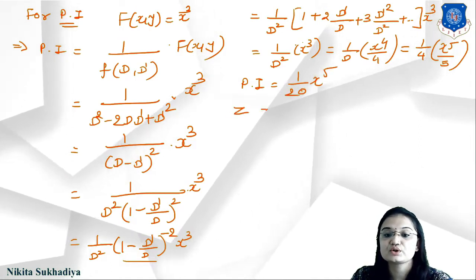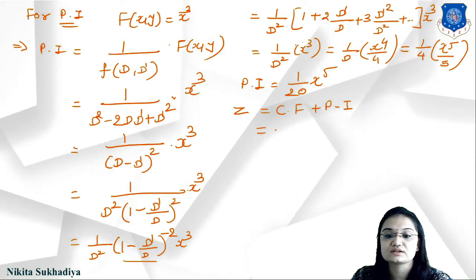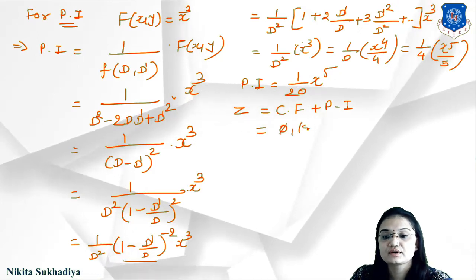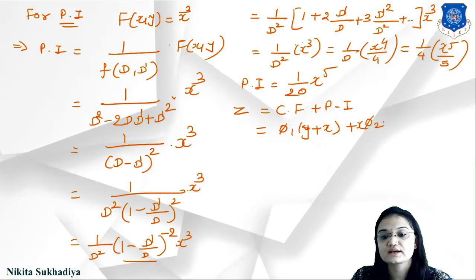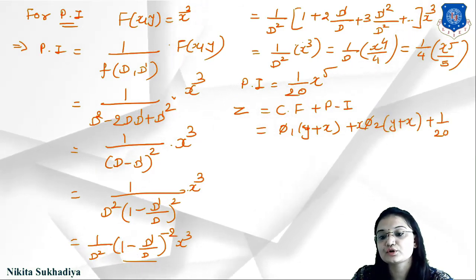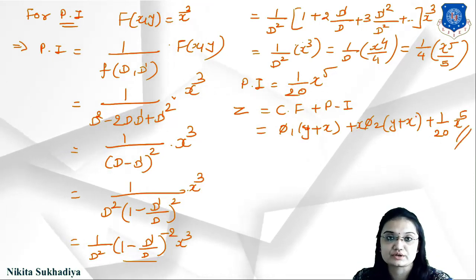Okay, so our final solution is z is equal to complementary function plus particular integral. So our complementary function, that is phi 1 of y plus x plus x phi 2 of y plus x, and plus 1 upon 20 x raised to 5. This one is our final solution.